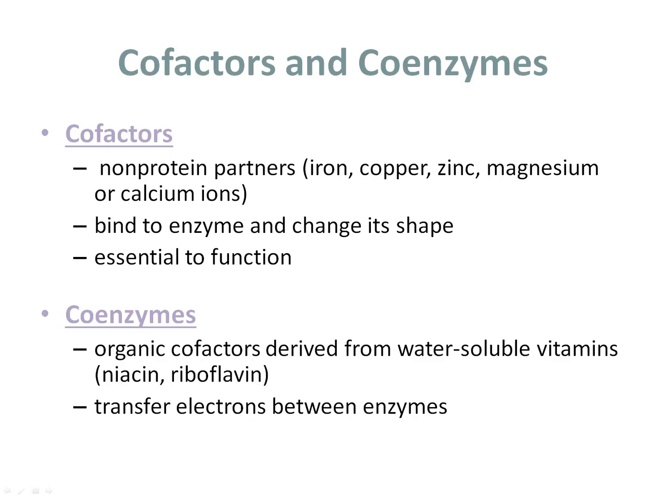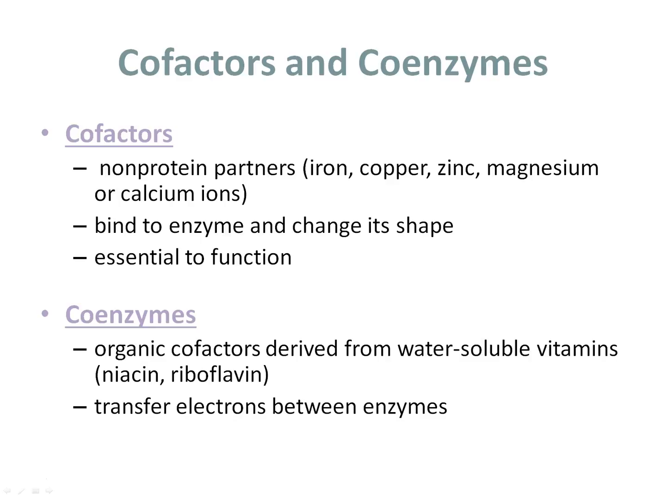Some things that are associated with enzymes that are important to understand are cofactors and coenzymes. Cofactors are non-protein partners like iron, copper, zinc, magnesium, or calcium that bind to an enzyme and change its shape. These are essential to its function. So many of the enzymes in our electron transport chain, which makes ATP, have to have iron or copper in them in order to function. If they don't have those, they can't function and they can't create ATP.